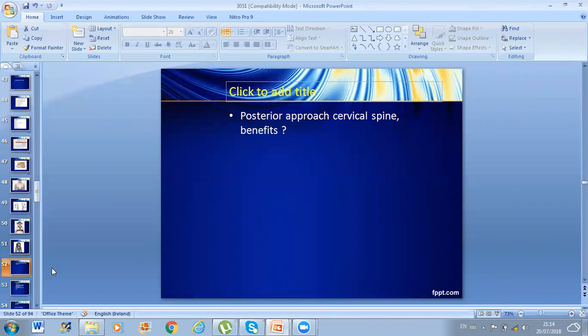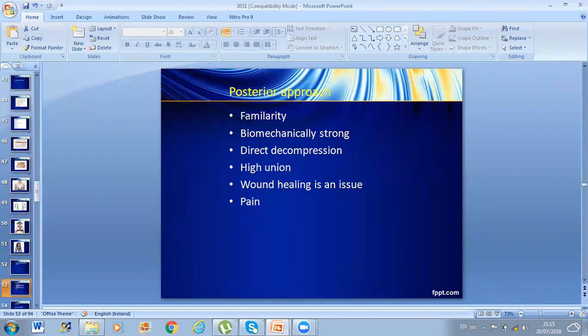And also there is less tissue dissection required in posterior approach as compared to anterior approach. This is also not true. There is more dissection in posterior approach than anterior approach. You do some periosteal dissection, which is far more than anterior approach. Okay, these are fine. Posterior approach is familiar. Biomechanically it is strong.